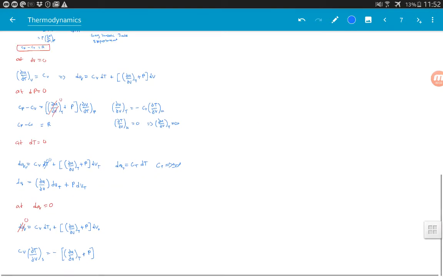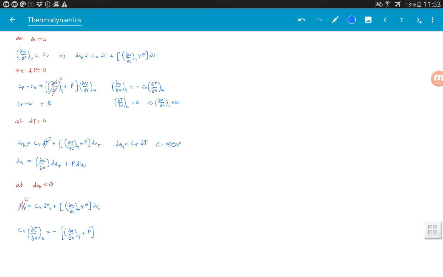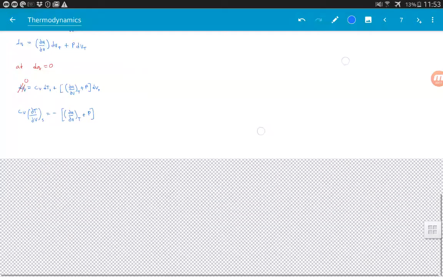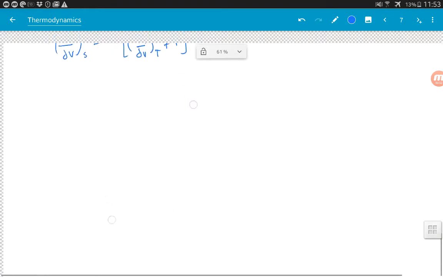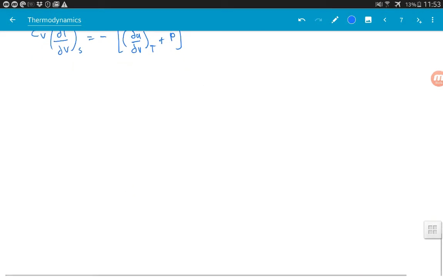All of this is coupled with the energy equation with V and T. So all of this is V and T. Right now we're going to do P and T.